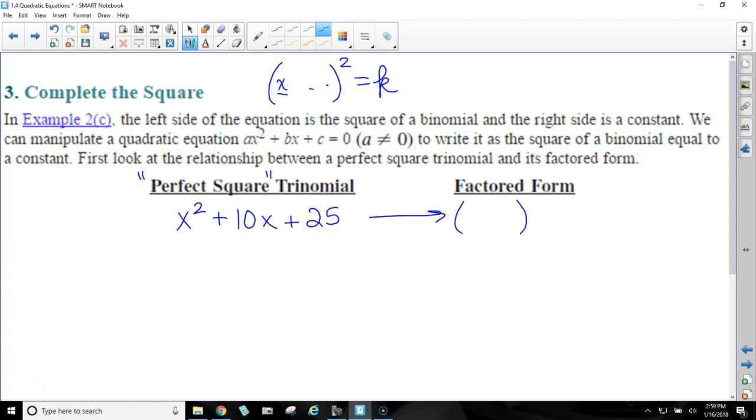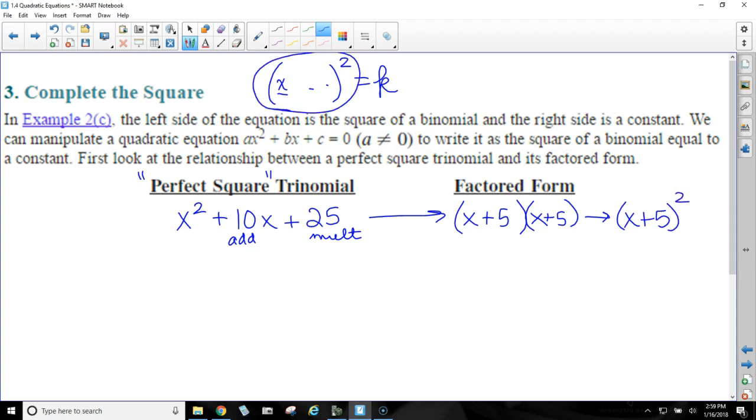Okay? It factors by unfoiling. First times first will be x here and an x here. The two numbers that multiply together to give us the 25, but combine together to give us the 10, you might be thinking positive 5 and positive 5. You can pause here and mentally FOIL that out to make sure we factored that correctly. And if you have x plus 5 times the exact same thing, x plus 5, you can write that as x plus 5 quantity squared. Aha! That's what we're talking about over here. That's what we want to create.